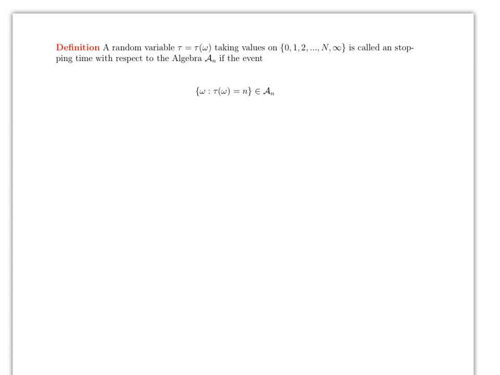Now let's look at a more formal definition of what a stopping time is. So a random variable tau, which depends on omega, taking values between 0, 1, 2, all the way to infinity. Remember that infinity is the dead state. Is called a stopping time with respect to the algebra A sub n if the following event, tau equals n, belongs to the algebra. Remember the A sub n from the previous sections is equal to the information that you have up to time n.